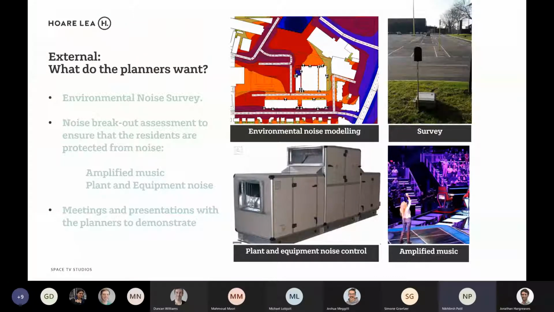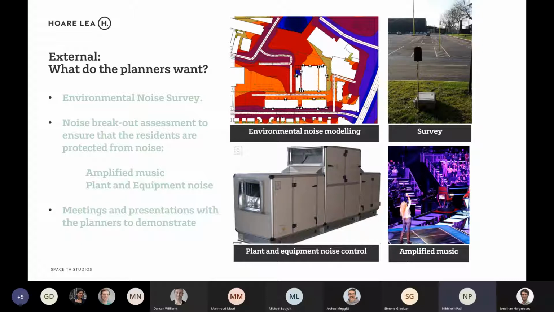So planners obviously want to make sure that the noise breakout is not bad. That takes us to environmental acoustics, where you would model the environmental noise in the adjacent area through modeling and some survey work, attended surveys at a number of positions. Then you model it to see what the noise propagation profile looks like around the area and how much noise we could expect from the operations that go on inside.